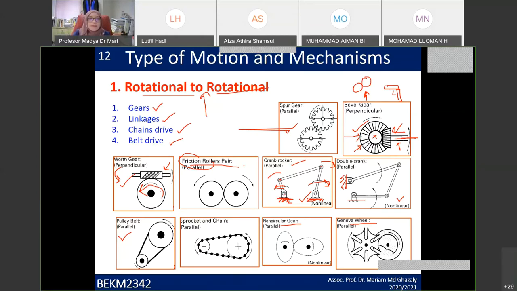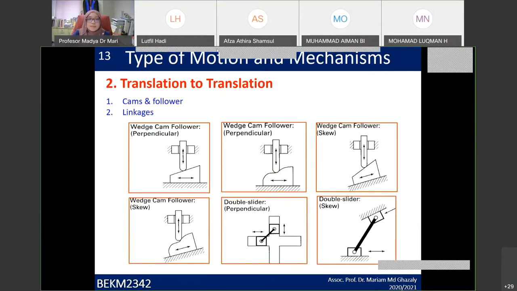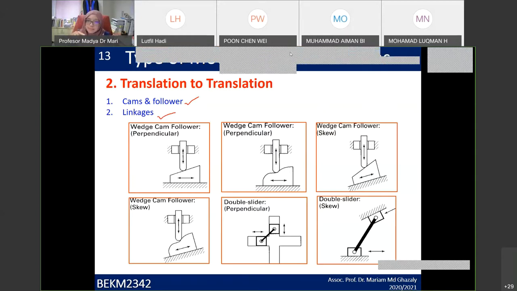Okay. Second part, we go to translational to translational, or what we call converting from linear to linear motion. So there are two ways. You can either use cam and follower, or linkages. The cam and follower that I shared in the engine is a different type of cam and follower. That cam and follower is actually rotary to linear. But we also have cam and follower of the translation type, linear to linear motion.